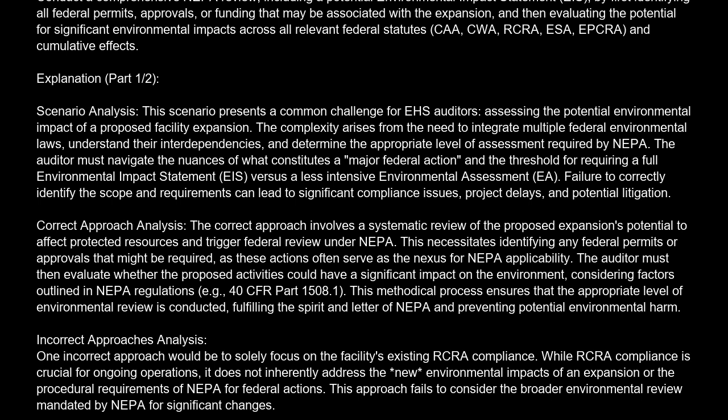Incorrect approaches analysis. One incorrect approach would be to solely focus on the facility's existing RCRA compliance. While RCRA compliance is crucial for ongoing operations, it does not inherently address the new environmental impacts of an expansion or the procedural requirements of NEPA for federal actions. This approach fails to consider the broader environmental review mandated by NEPA for significant changes.